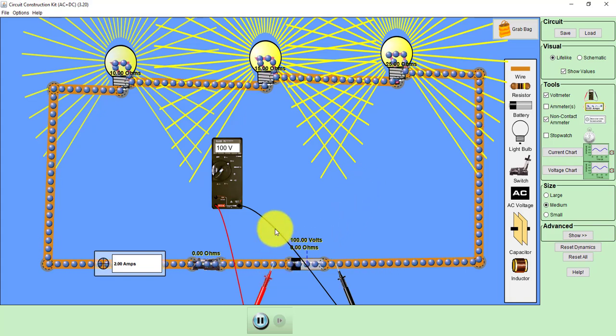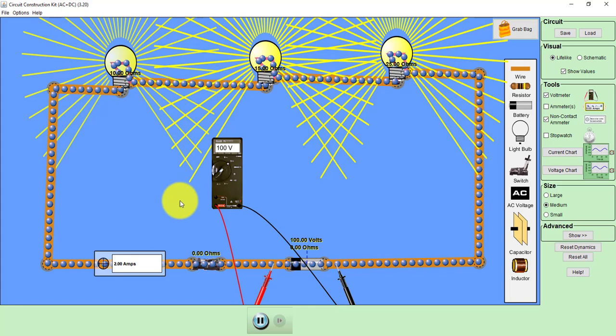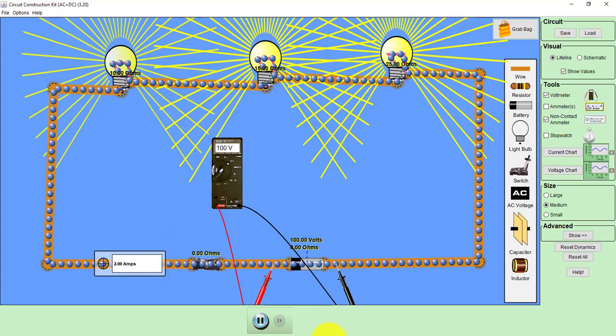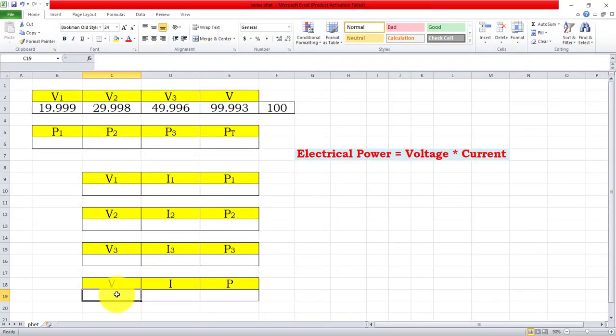Now how much is the voltage here? Voltage is 100 volt, current is 2 ampere. So let me enter here. So total voltage is 100, current is 2. So if I take the product, voltage into current, as you can see, electric power is voltage into current. So 100 into 2, that is 200 watt.